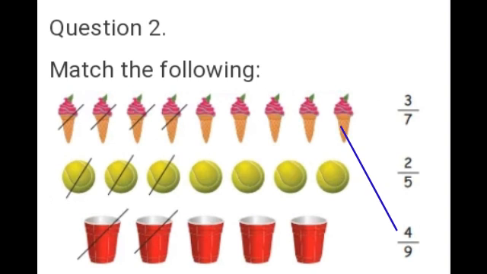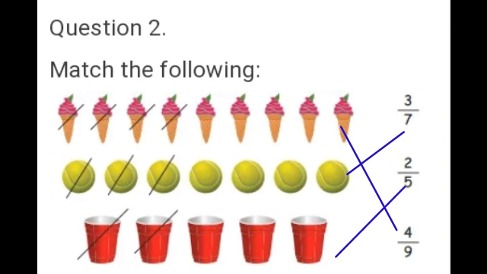The next one, balls. How many balls are there? 7 balls are there. Among 7, 3 were scored out, isn't it? So now 3 by 7. Next one is 2 tumblers were crossed out among 5. So for this one it is 2 by 5, isn't it, my dear students? So now the third subdivision is your homework.